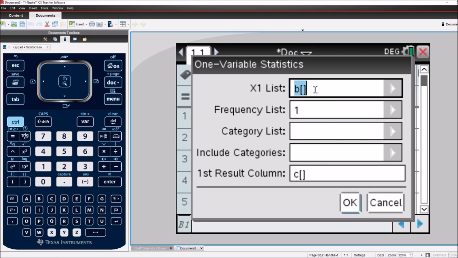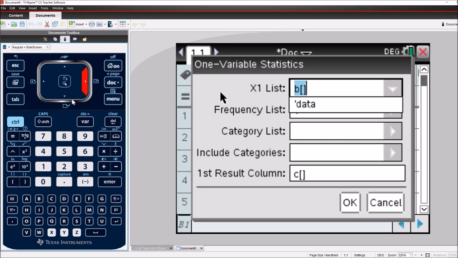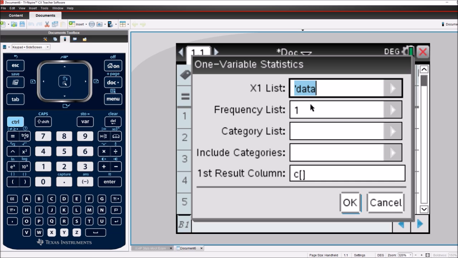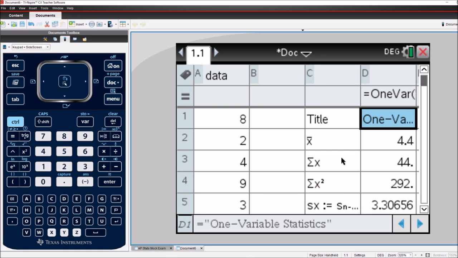And then here, I'm going to have the option to pick my list name. Now, all you have to do is either hit the right arrow on some of the calculators, or if you have an older version of the software, it might be the down arrow. But in there, I have data as an option. So I'm going to click on data. And for this type of calculation, you actually don't need to change anything else. Okay, this is perfectly fine. So then I'll hit OK, and boom, there it's done. They did the work for me.